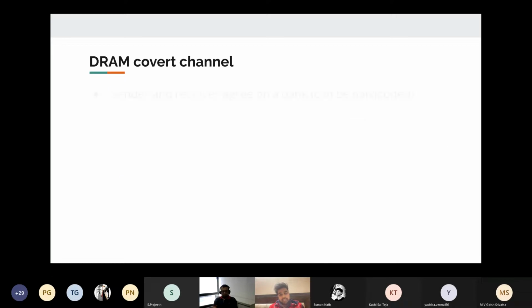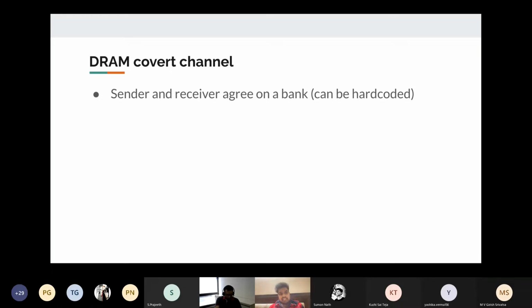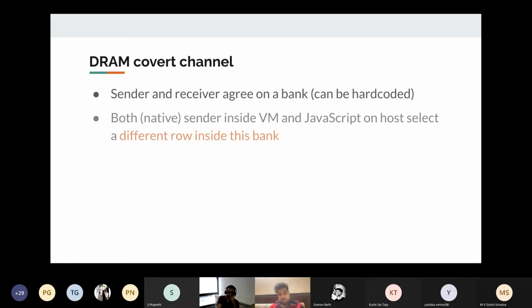Using this, they have done the DRAM covert channel attack. As a pre-step, sender and receiver have to agree on a bank, which is hard coded; they have to agree on this beforehand. The sender is running inside a virtual machine, and the receiver is running as JavaScript, and both have decided on a different row inside the same bank. We use the JavaScript shared buffer timer to measure the timing for each row.